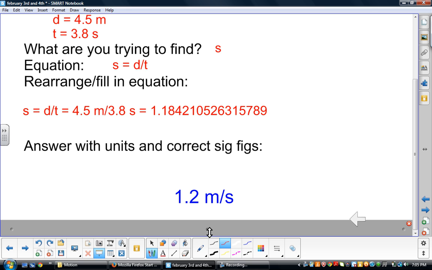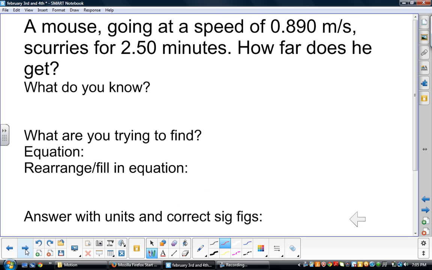And what's our units? Speed units. The distance portion of it is meters. The time portion of it is seconds. So our units are meters per second. That's our final answer. Alright, let's do another one.